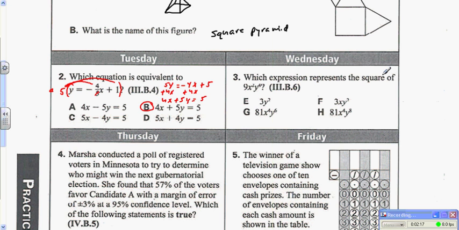Which expression represents the square of this? Well, we have 9x squared, y to the 4th, and we are going to square the whole thing. This is a distribution of powers.